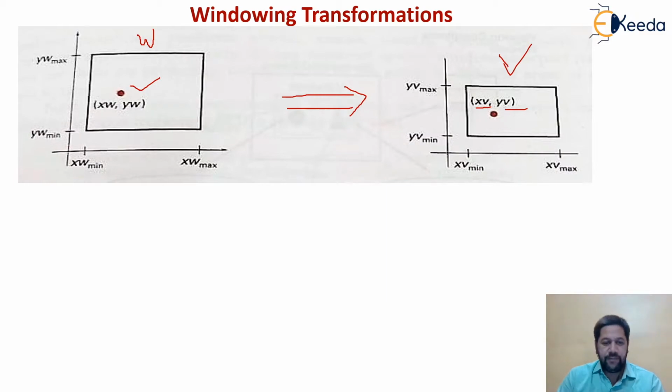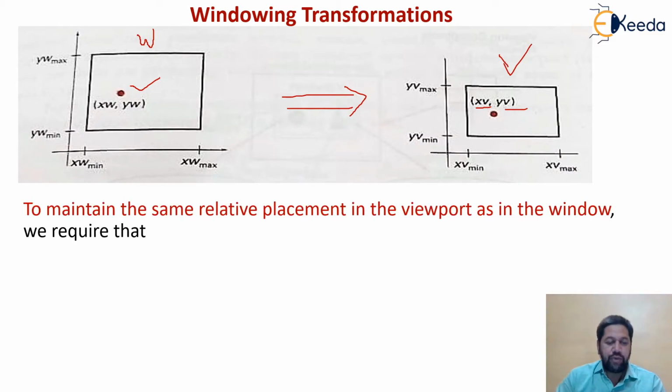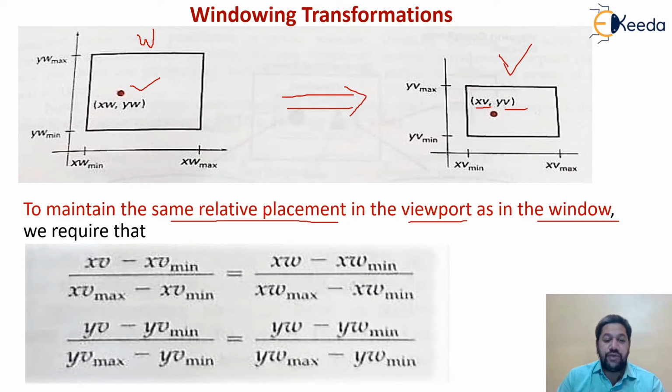This is my v. Now let us understand how we can come to an equation to maintain the same relative placement. What I want is to keep the same relative placement in the viewport as it is in the window. The relative placement in the window I have to maintain when I'm mapping into the viewport. So we require to know this equation. Let us understand what equation we are having.